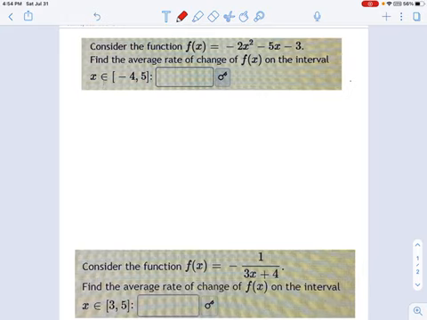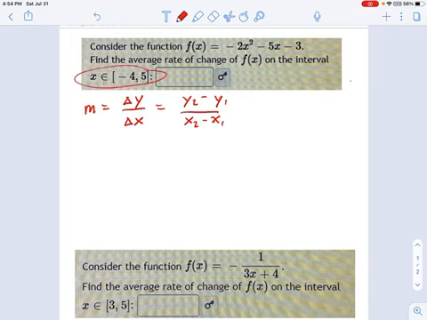So let's talk about rise over run, right? Remember, m equals change in y over change in x, and that is y2 minus y1 over x2 minus x1. So what are x2 and x1? Let's start there. If you look at this math statement, it says x is a member of the interval going from -4 to 5. That means the smallest x is -4, the biggest is 5, and it wants to know the average rate of change on that interval, which means x1 equals -4 and x2 equals 5.